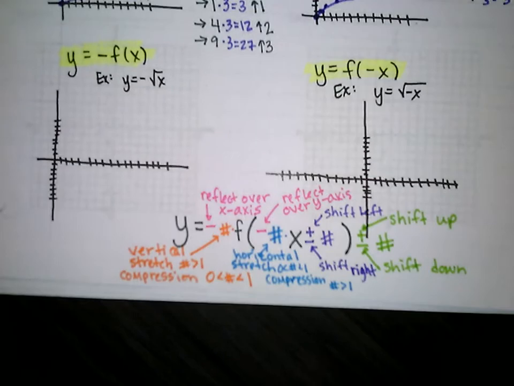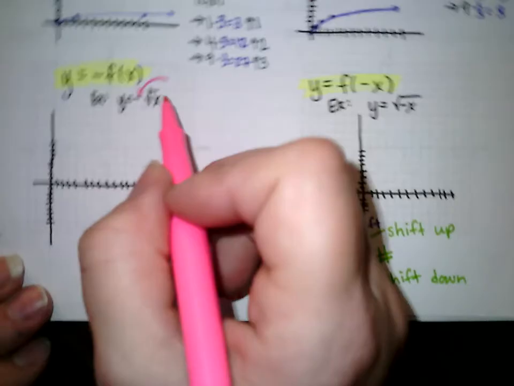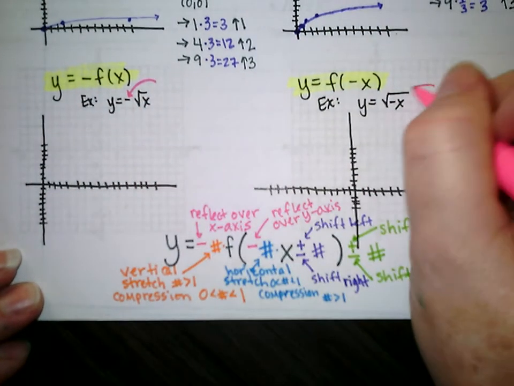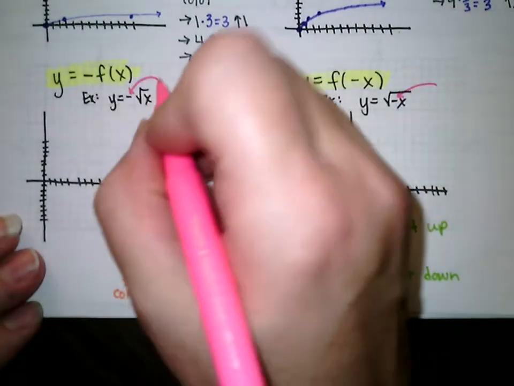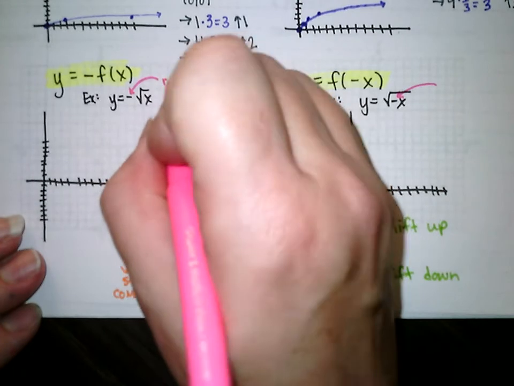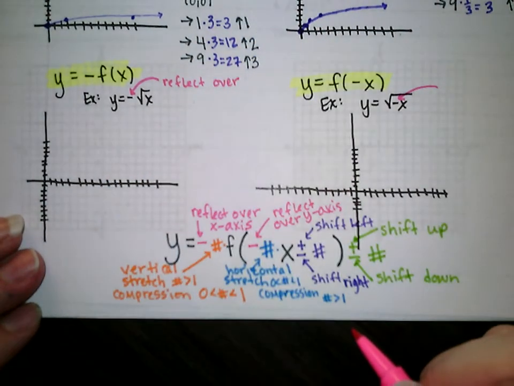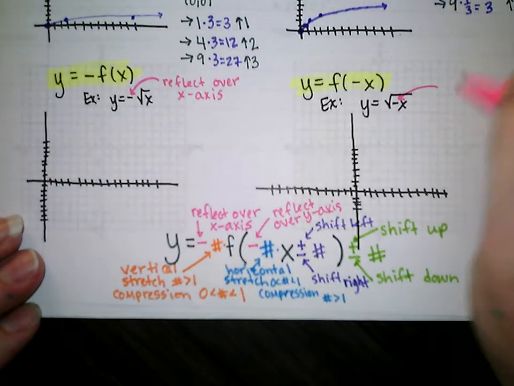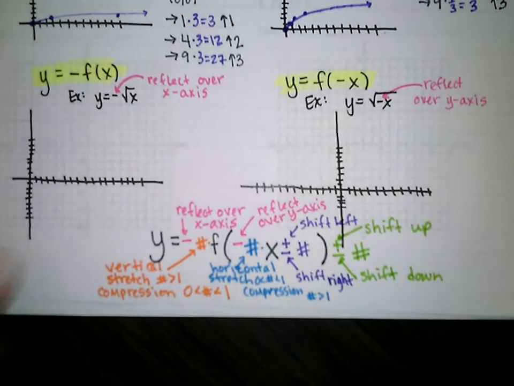Okay, on to our reflections. So if we have a number, remember, if we have something outside the parent function, that's changing our graph vertically. If we have a number inside, that's changing our graph horizontally. So here we've got a reflection over the x-axis because we're going this way. And then this one will be a reflect over the y-axis.